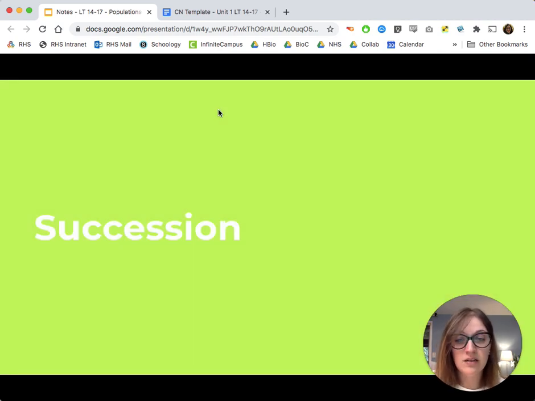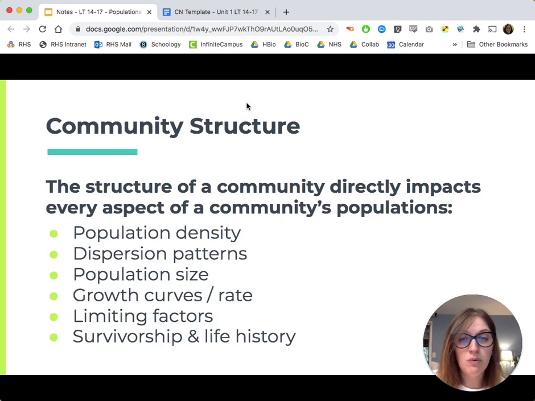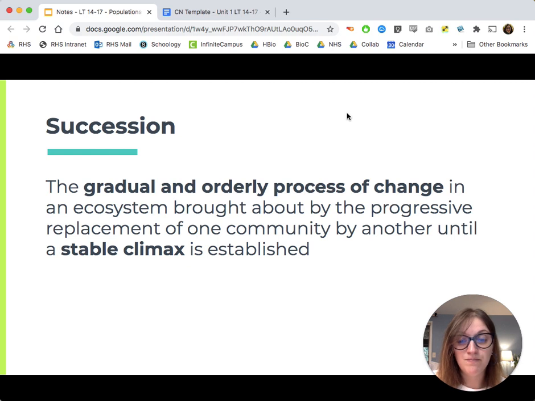Succession, we're nearing the end. When we think about all of these things we've talked about, population density, dispersion patterns, population size, growth curves and growth rate, limiting factors, survivorship and life history, all of these factors are impacting a community structure. The structure of a community directly impacts every aspect of a community's population. So let's talk more about this community structure.